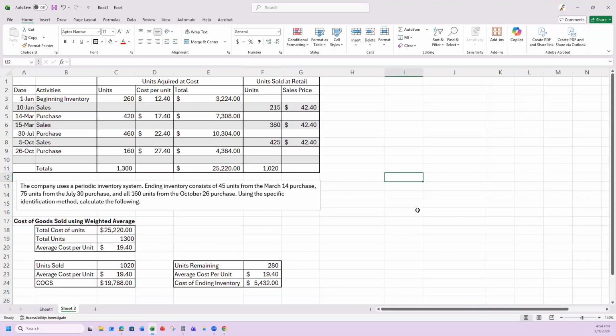So yeah, that's all we do: we just figure out the average cost and then apply that average to the number of units we sold and to the number of units remaining, and that's how we figured out cost using the weighted average when we're doing a periodic inventory system like this.